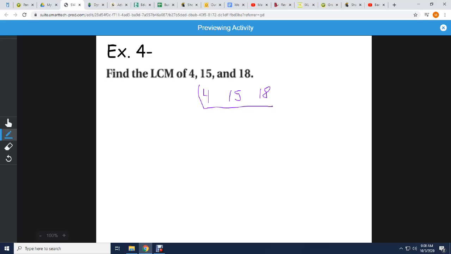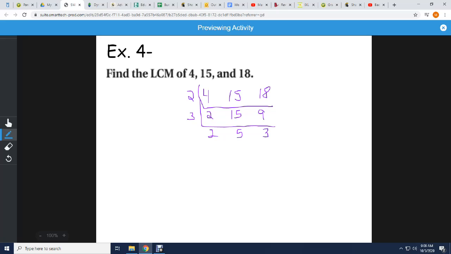So I'm going to take out a 2 from 4 and 18. And when I do that, 4 divided by 2 is 2. I didn't take it out of 15, so I just bring the 15 down. That stays the same. 18 divided by 2 is 9. Now, is there still something I can bring out of any 2? Yes. 15 and 9 I can take out a 3. I'm not touching the 2 here, so the 2 stays the same. 15 divided by 3 is 5. 9 divided by 3 is 3.